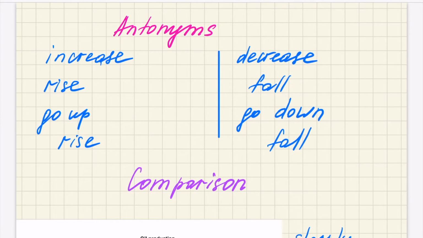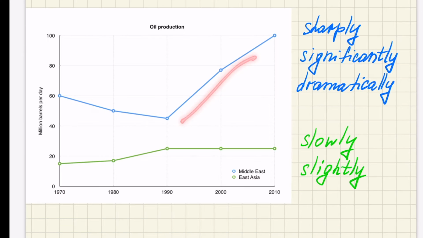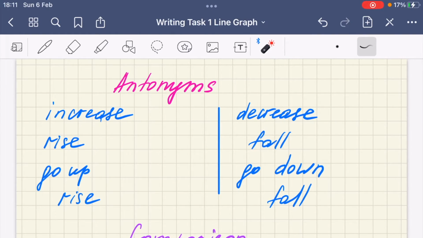And also, when you are describing your line graph and comparing one line to another one, you have to use antonyms. So when you say increase, the antonym is decrease. So here it's increasing, here it's decreasing, and rise, let's say, and go up, just rise. In case it goes down, you say fall, go down. You can use all of these antonyms.